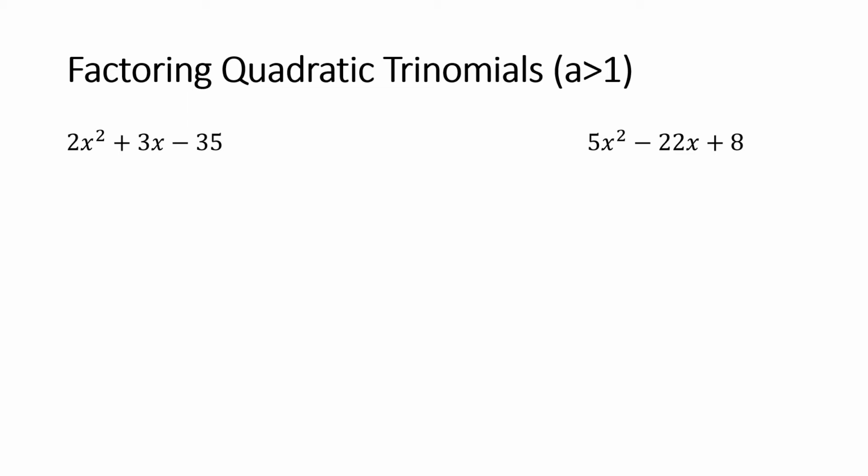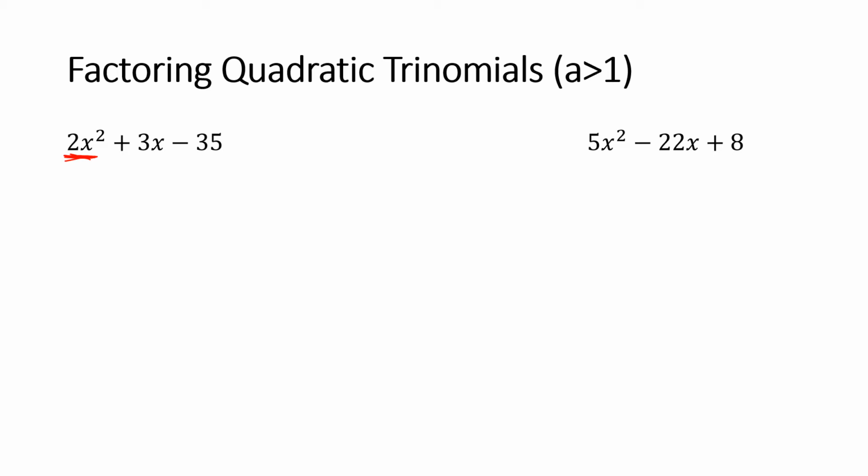Now, the first two examples were pretty easy because we were working with a plain x squared. What makes these two different is instead of a regular x squared, we have a coefficient in front of x squared. So here we have 2x squared plus 3x minus 35.